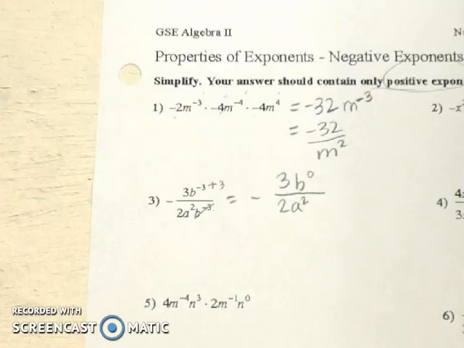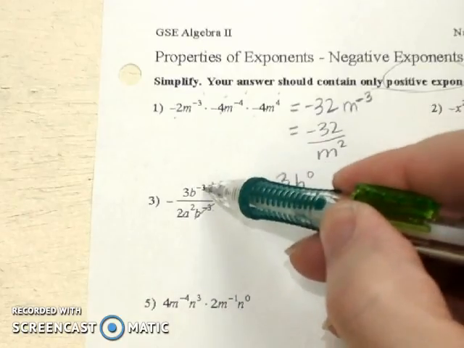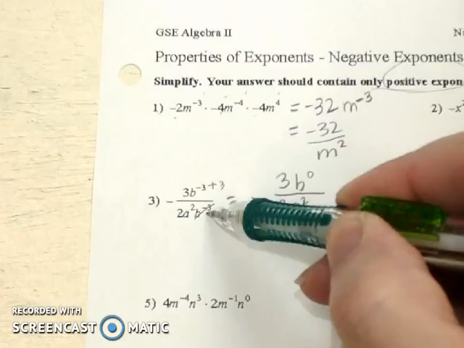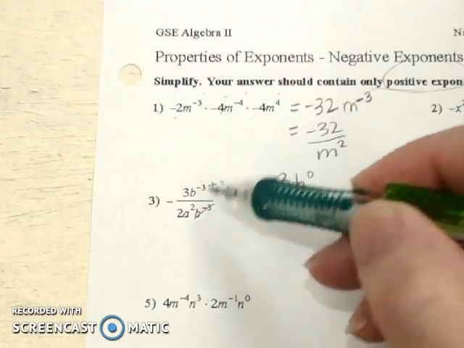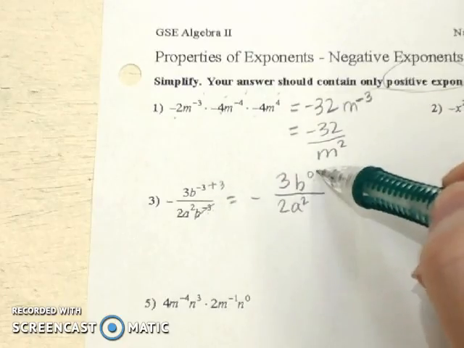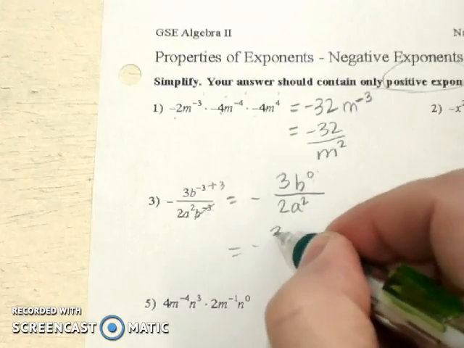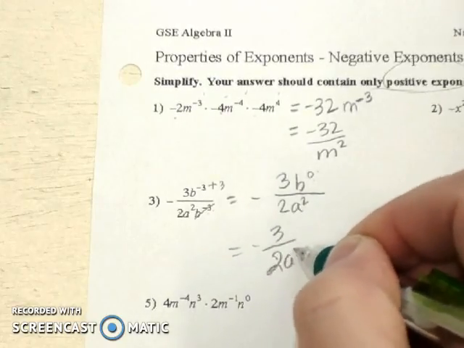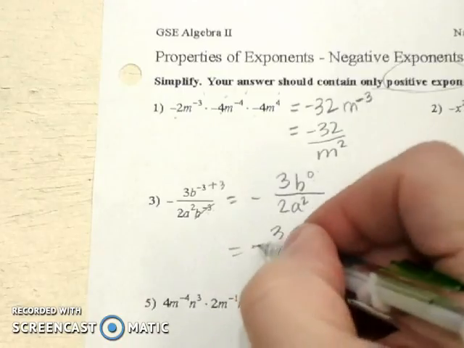Or I can look at it this way, b to the negative 3 over b to the negative 3. Anything divided by itself is just 1. Anything to the 0 power is 1. And so my answer is just negative 3 over 2a squared.